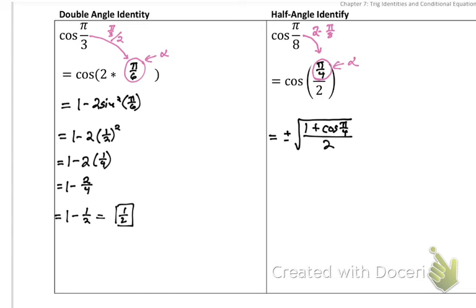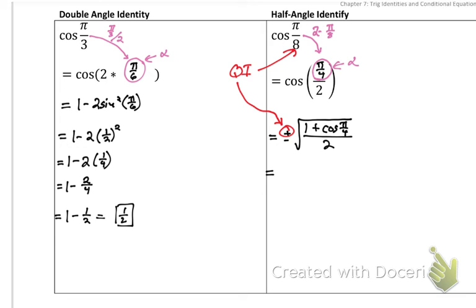What quadrant is pi over 8 in? I know we might not know it because it's not on our unit circle, but is it less than pi over 2? Yeah, so we're in quadrant 1. Is cosine positive or negative in quadrant 1? It's positive. Everything's positive in quadrant 1. And so you'd use the positive. Now the rest is just algebra.